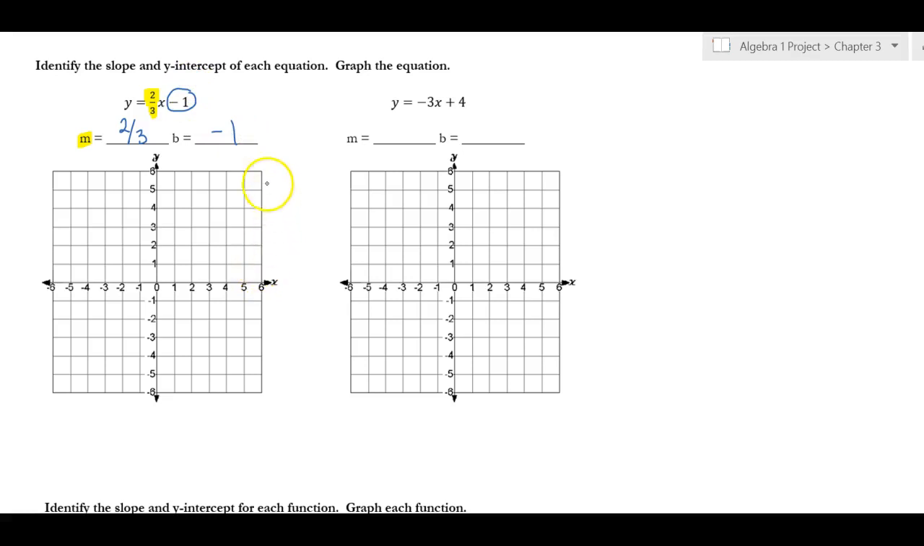So when we do this, the first thing we do is we go down 1 because that's the y-axis. Now I count my slope, rise 2, run 3. Rise 2, run 3. And again, I want you to keep doing this until it goes off the grid. And there's our line.